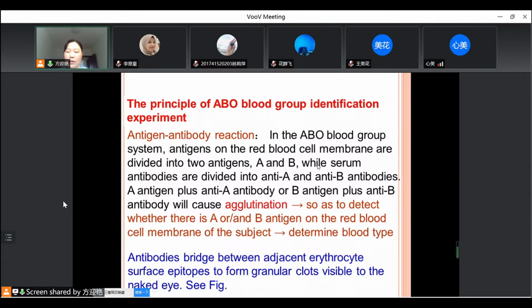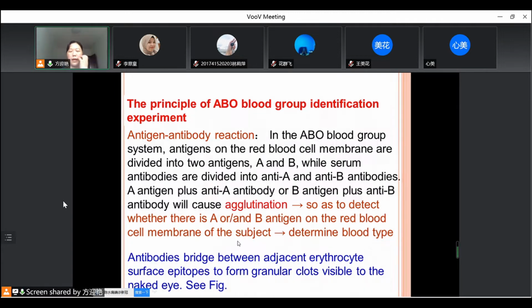Based on these reactions, we can detect whether there are A and B antigens on the red blood cell, and then based on the standard antibodies, determine the blood type. The antibodies bridge between adjacent red blood cells, the surface epitopes, and form granular clumps visible to the naked eye.